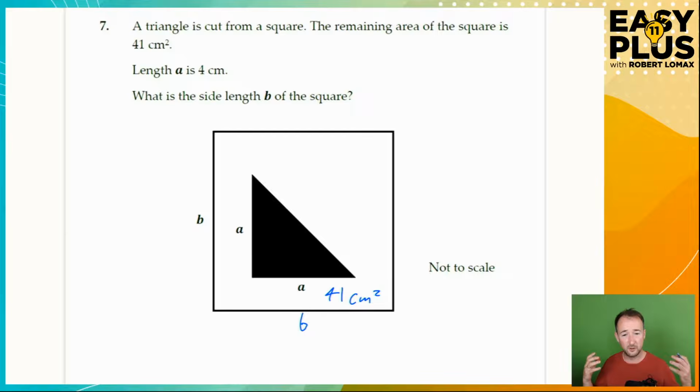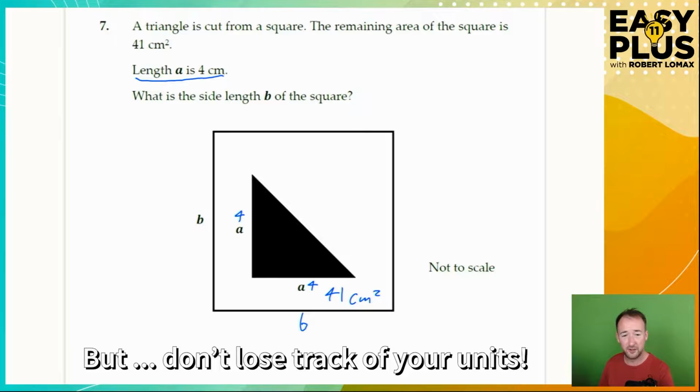Now, if we knew the complete area of the square, we'd be able to work out b, because b times b will give the area of the square. But we don't yet know that value. So what can we do with this triangle? Well, we know that length a is 4 centimeters. And here's length a here, so let's label that as 4. I won't bother writing centimeters in this case, just because of space.